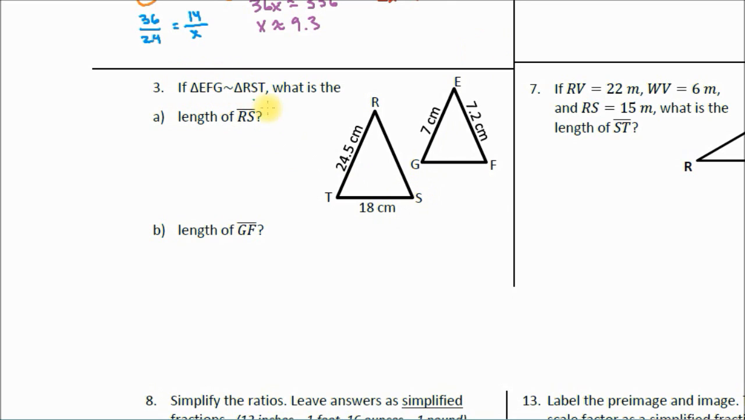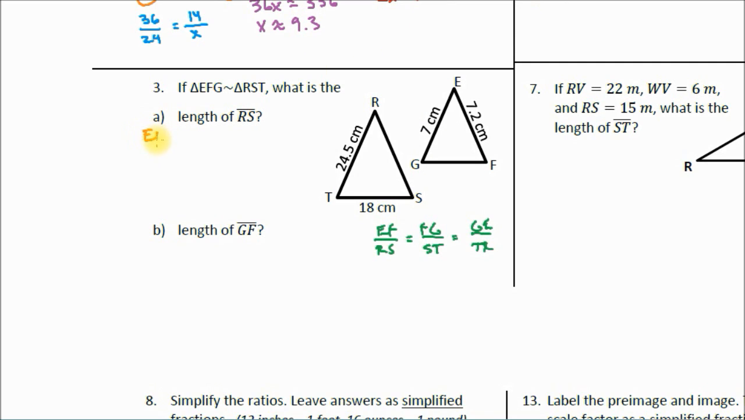Looking at our similarity statement, we know that EF corresponds to RS, FG corresponds to ST, and GE corresponds to TR. Okay, so what is the length of RS? Looks like we have to use our first ratio, definitely, so I'm going to write that down.